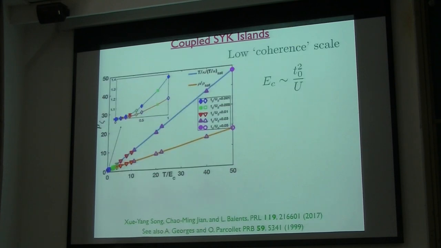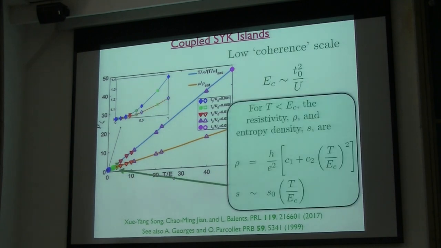This particular model was solved by Song et al., Xue-Yang Song, Chao-Ming Jian and Leon Balents. This is, for example, the resistivity as a function of temperature above some coherence scale, which turns out to be T squared over U. So if the interactions are strong, U is very large, this is actually a very low energy scale. When you go below the energy scale E_C, the resistivity is T squared, and the entropy vanishes linearly as in any Fermi liquid. So down here you recover a Fermi liquid with T squared resistivity.